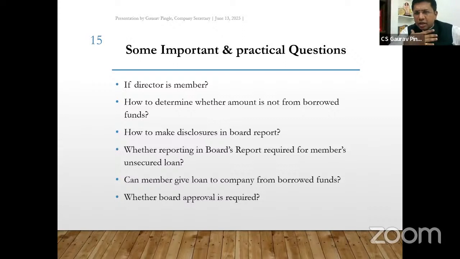But practically, as an outside professional or practicing professional, it's difficult to actually determine how the money received by the company came, unless you go to the source of the money and find out whether it is borrowed or it is out of the personal funds of the director.